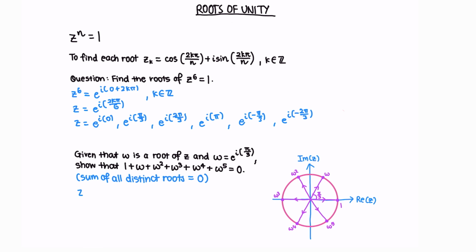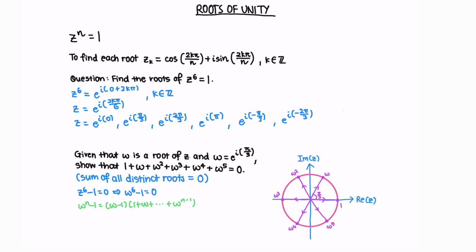We know that z to the power of 6 equals 1, so z to the power of 6 minus 1 equals 0. And since w is a root of z, this also means that w to the power of 6 minus 1 equals 0. And I want you to remember one result. If you have any w to the power of n minus 1, this can also be written as w minus 1 and then 1 plus w plus all the way until w to the power of n minus 1. If you want to see why this works, you can do synthetic or long division, and you should get this.